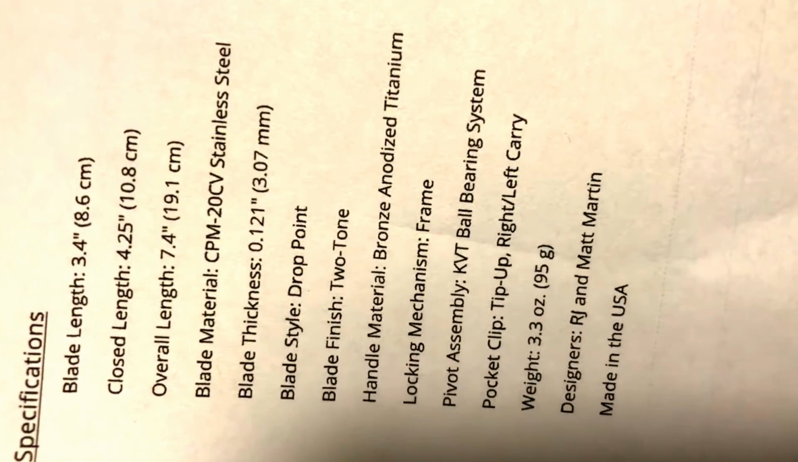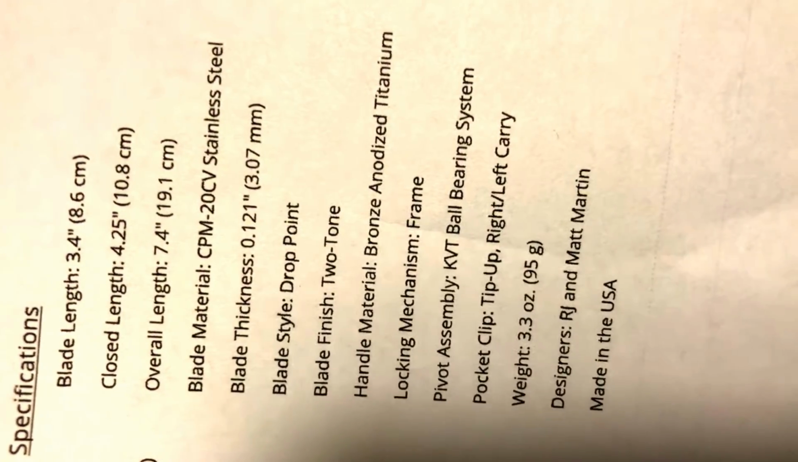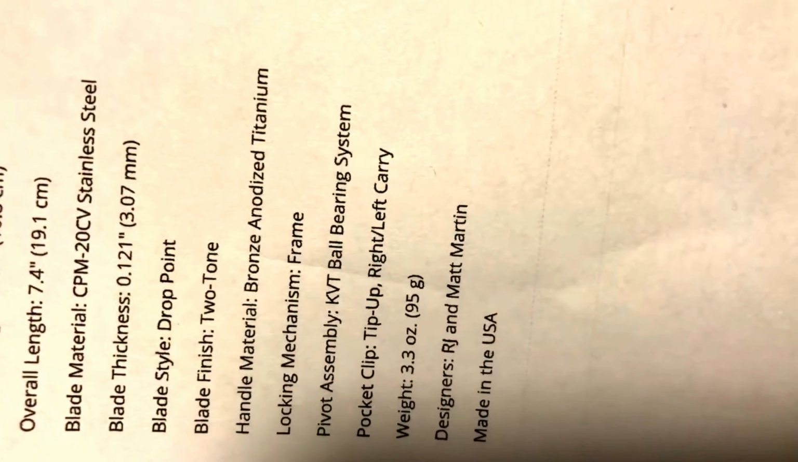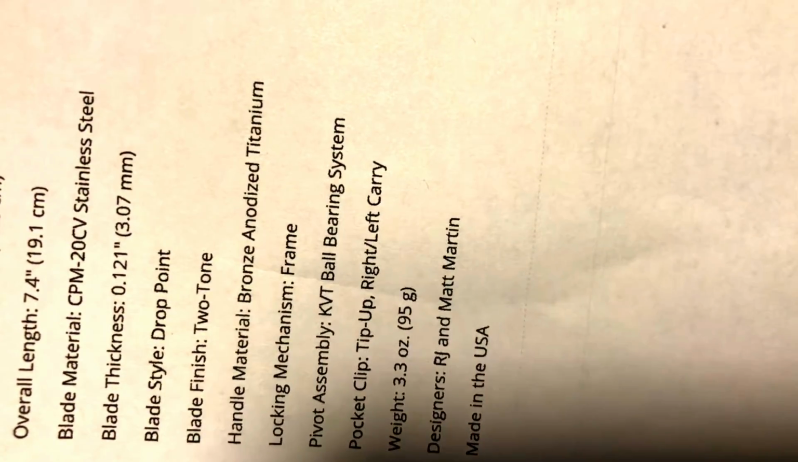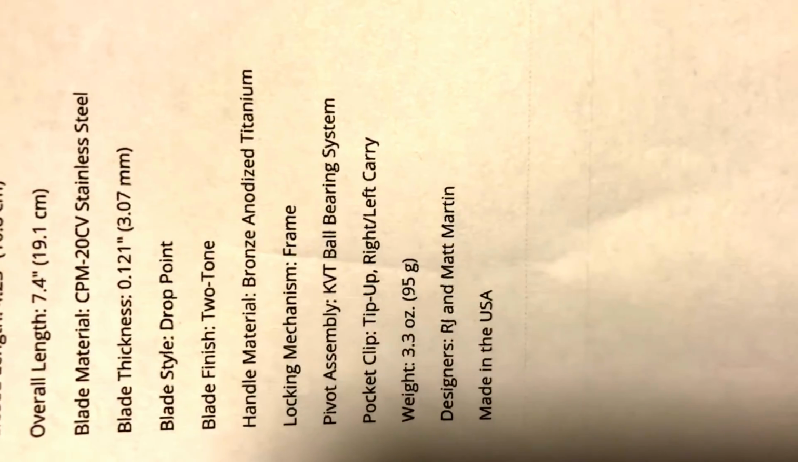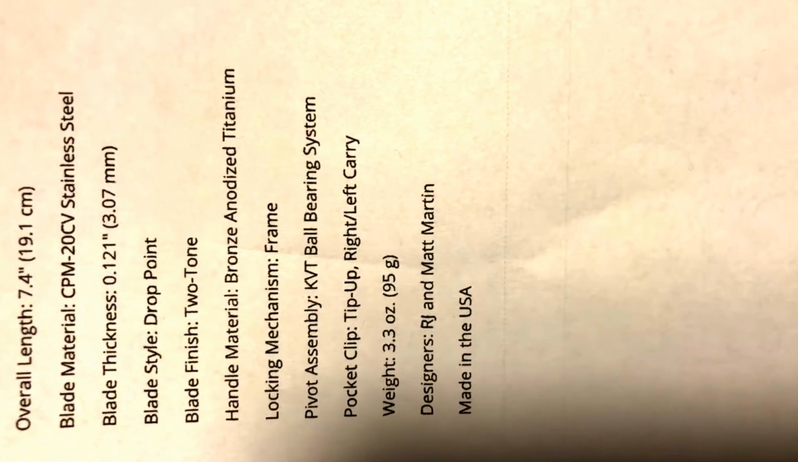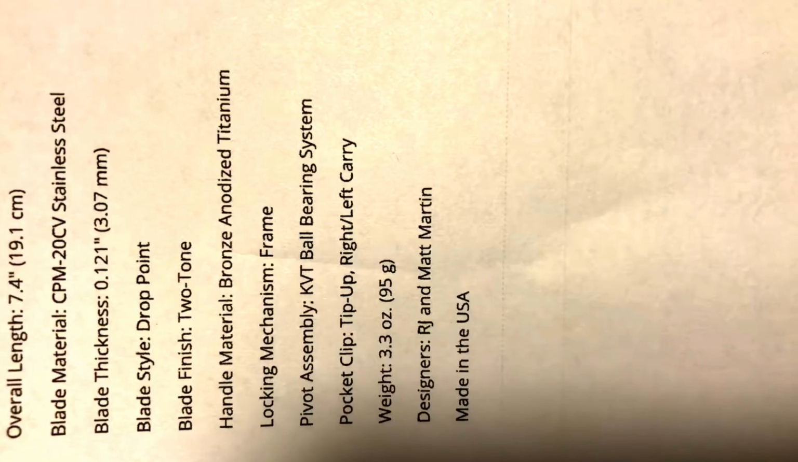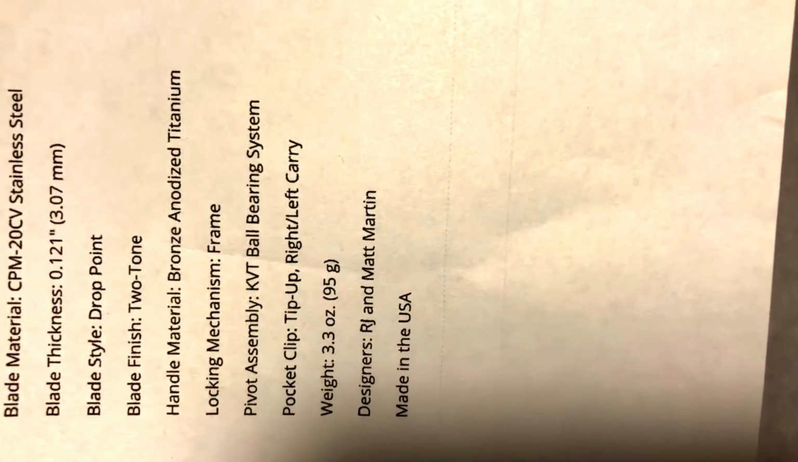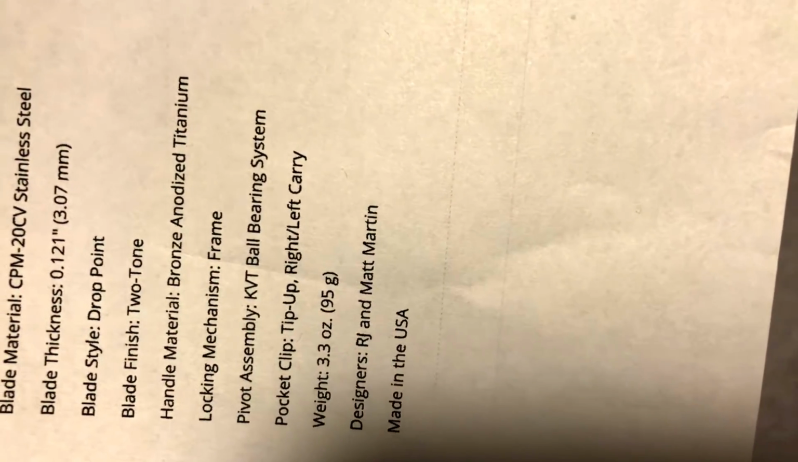The blade thickness is 0.121. It's a drop point blade with a two-tone finish, and it has bronze anodized titanium scales. It's a frame lock. It also has the KVT ball bearing system, with the pocket clip, which is tip up, right and left carry, and a weight of 3.3 ounces. It is designed by RJ and Matt Martin, and it's made in the USA. So let's take a look at this knife.